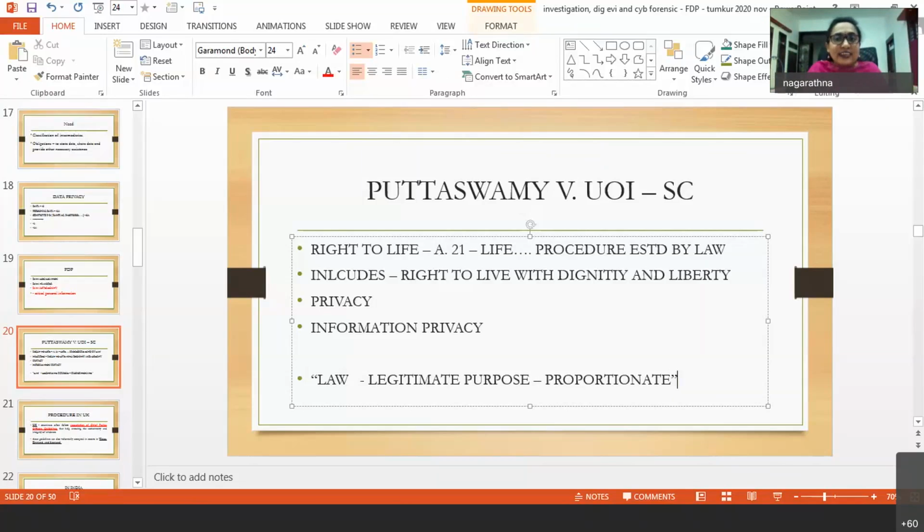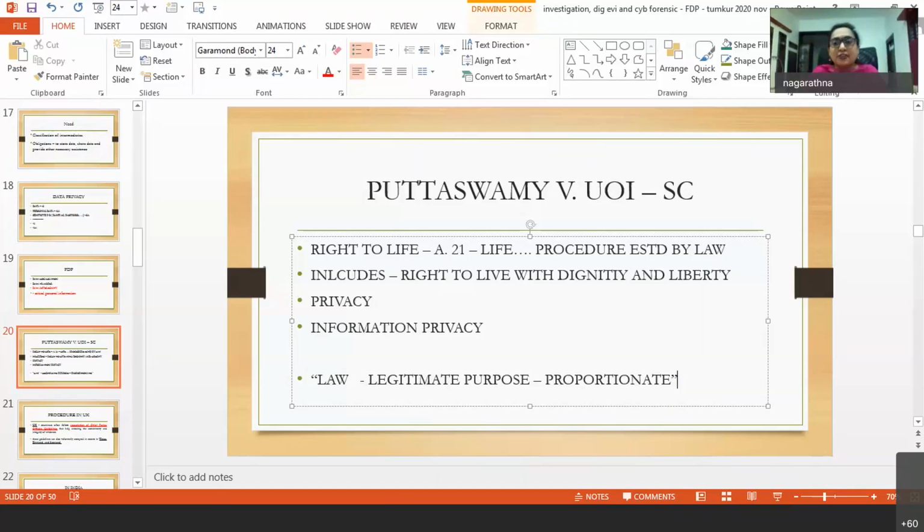I'll end this with a case in which Auto Shankar was involved in a lot of criminal cases. He was serving his sentence in prison. He wanted to write an autobiography of his own and publish it. But in the book, he had also written about corruption in the prison and all.